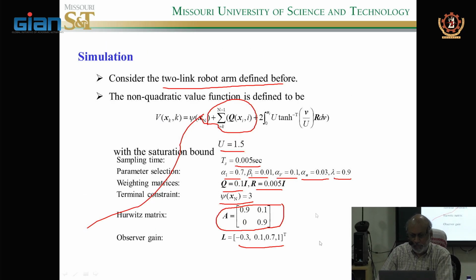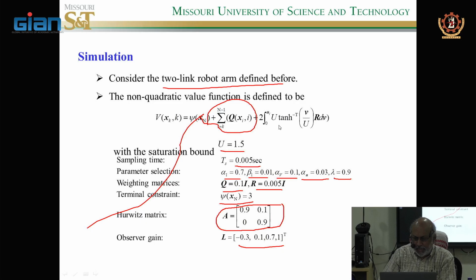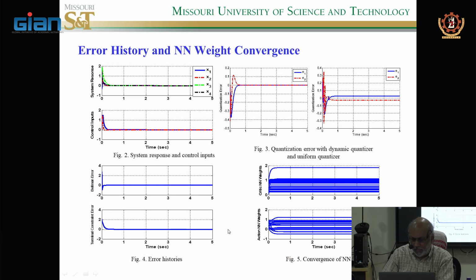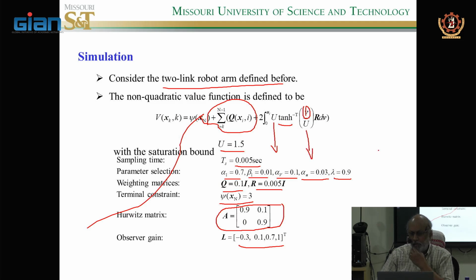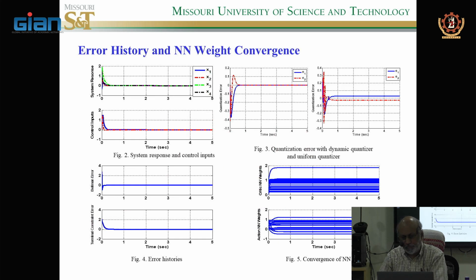So let's go back to the example here. We are using a tangent hyperbolic function here. You see that? The tangent hyperbolic is what we normally use. U is the limit, and this is the actual value. This is the bar U. Okay? So now we have all these values.